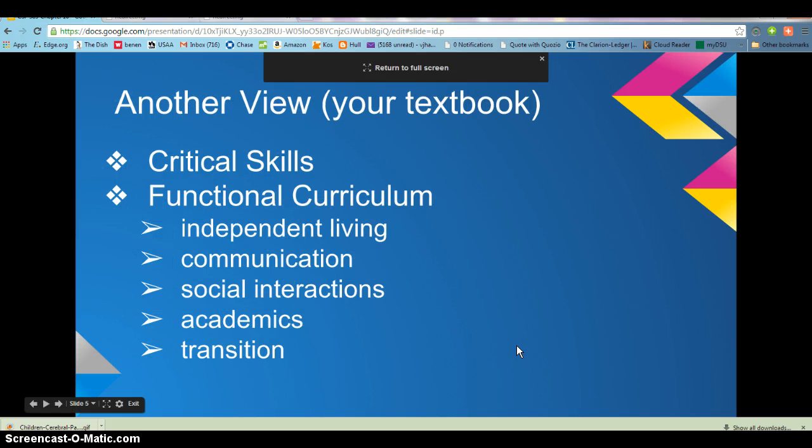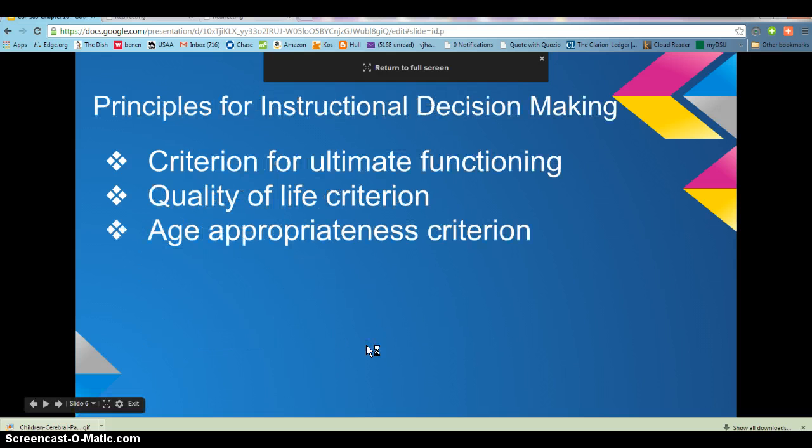Another view of what curriculum is like for kids with severe disabilities is in your textbook. It's the older view, but it still is being used in many classrooms, and it's the idea of looking at critical skills, defining these as, if I don't do it, will somebody have to do it for me? And so we look at a functional curriculum, we look at independent living in the community, we look at communication skills, social interactions, academics, and transition.